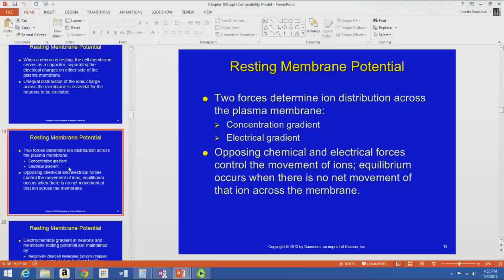So those opposing chemical and electrical forces control the movement of the ions. Equilibrium occurs when there's no net movement of an ion across the membrane. So if you were to open all the gates, it would eventually all equalize. You would have no electrical gradient and no concentration gradient, and the neuron would cease to be excitable. So having those gated channels that can be opened or closed very quickly allows you to store the charge, and it allows you to release it when necessary.